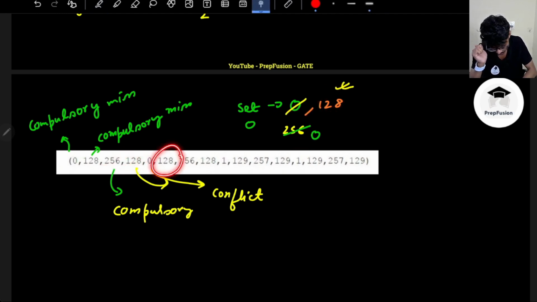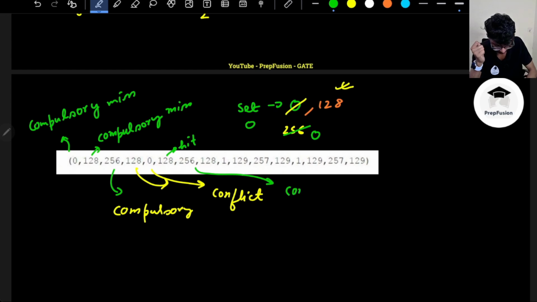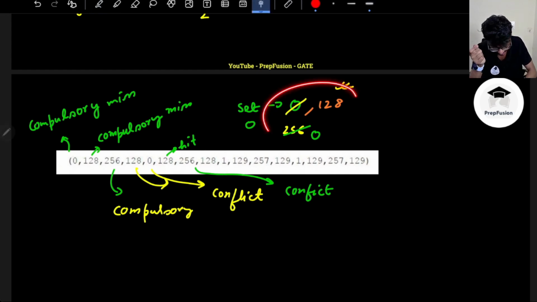Now again I am calling 128, it will be again a hit. Now again I am calling 256, and again this will be a conflict miss. Why will this be a conflict miss? Because 256 is not present in set 0 and 256 has been called earlier, so it will be a conflict. Now which one will I replace?